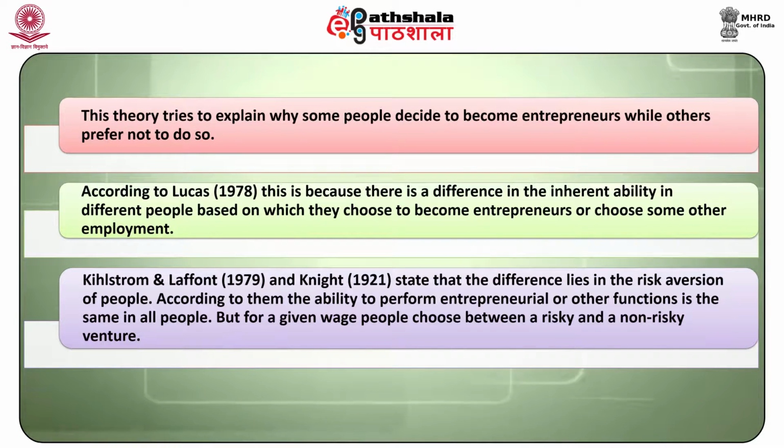Kihlstrom and Laffont 1979 and Knight 1921 state that the difference lies in the risk aversion of people. According to them, the ability to perform entrepreneurial or other functions is the same in all people. But for a given wage, people choose between a risky and a non-risky venture. People who are not risk averse become entrepreneurs while others become laborers. The wages gradually adjust at a level where the workers' supply is equal to the workers' demand by the entrepreneurs.